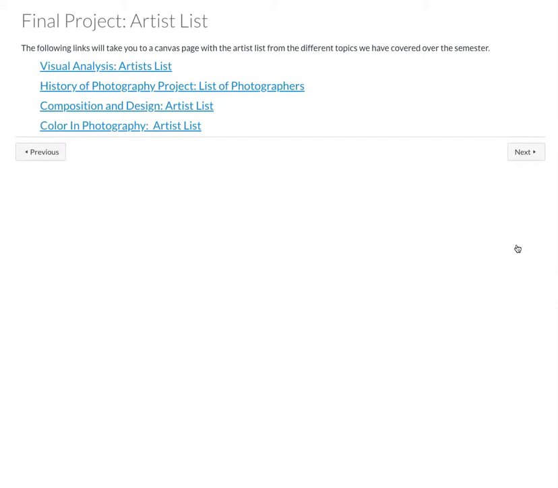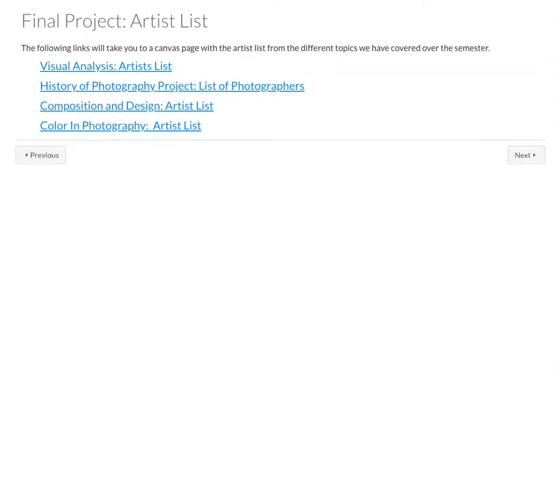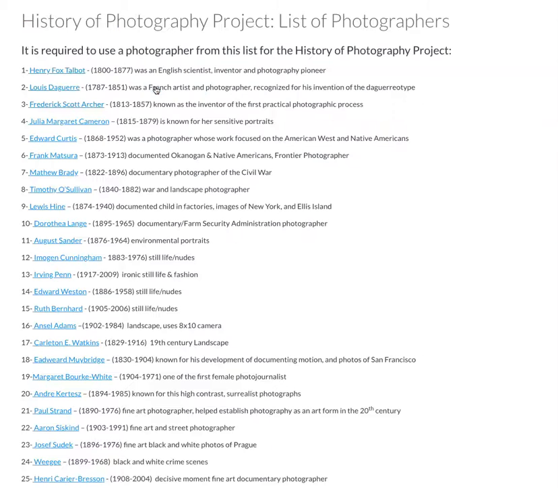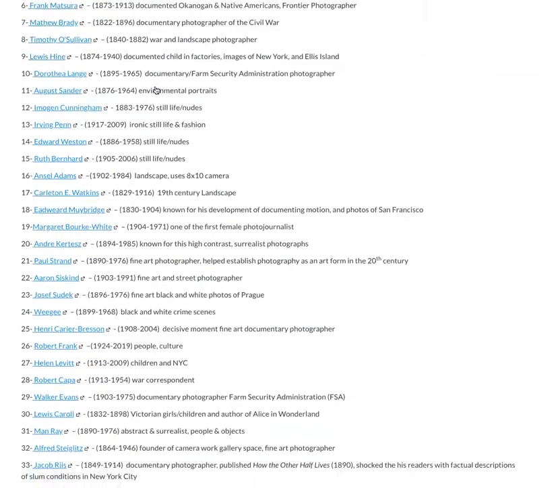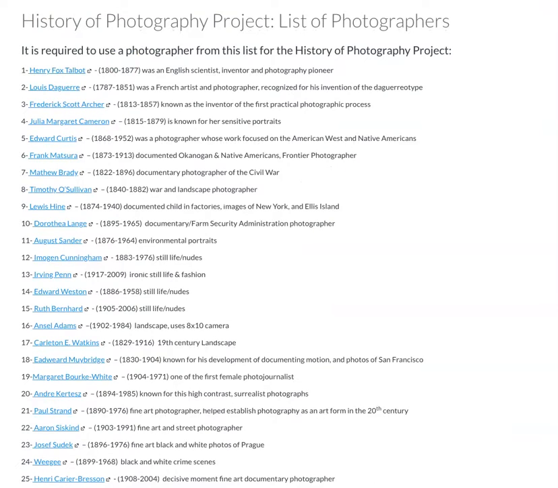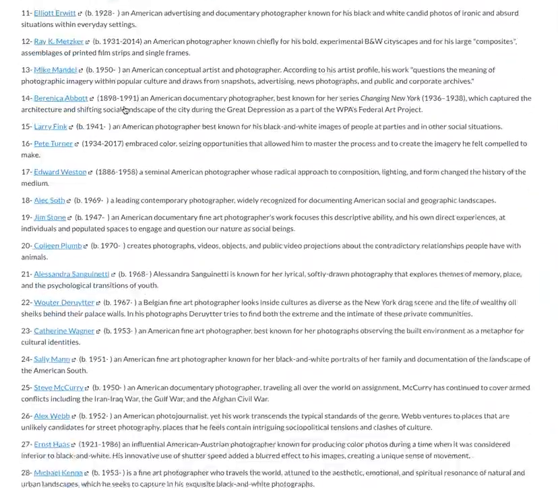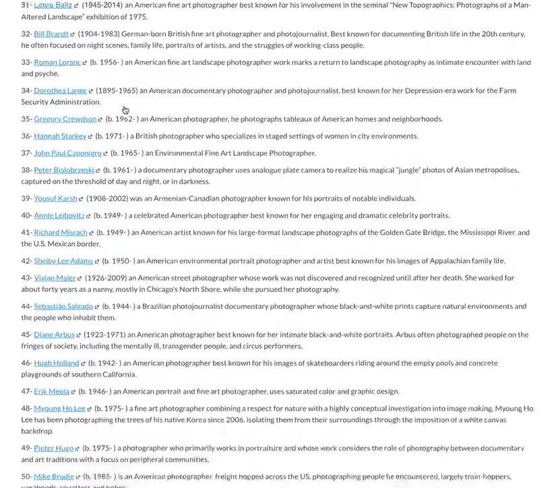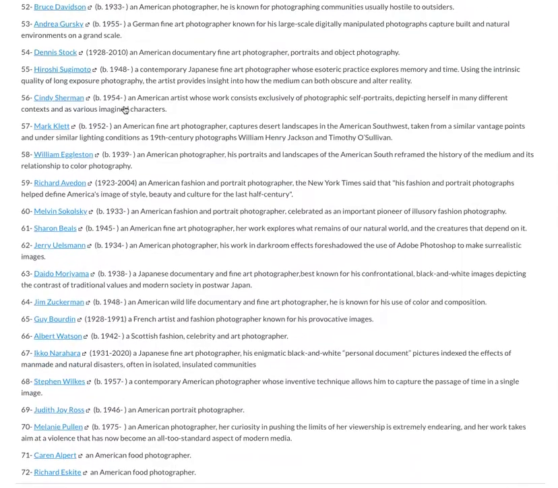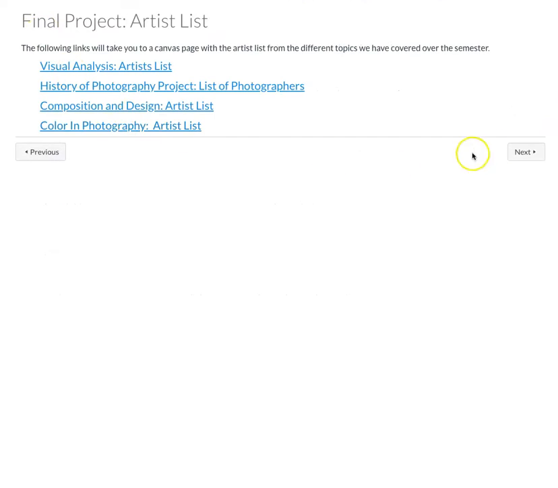These are the different lists from the learning units, and these will take you to the list that I've created with different photographers and artists to use as a source of inspiration. You'll also be reflecting back on these lists for one of the final project homework assignments that you'll need to submit. So it's a good opportunity to go back through and revisit some of the cool artists that I've introduced to you over the semester, again as a source of inspiration and as a source of creative information. So those are available.